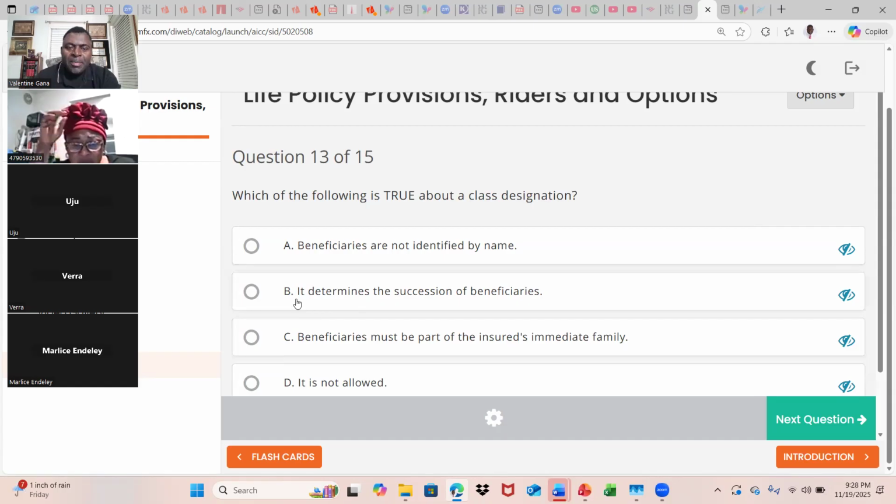B says it determines the succession of beneficiaries. A says beneficiaries are not identified by name. What was the answer again? B. They are not identified by name. It's A. Class designation. Really?